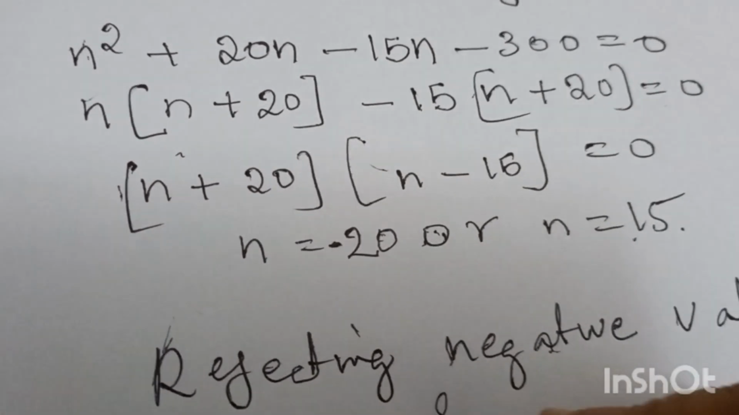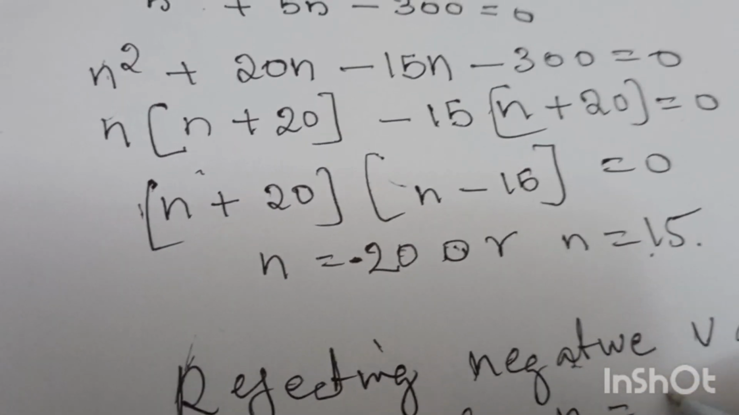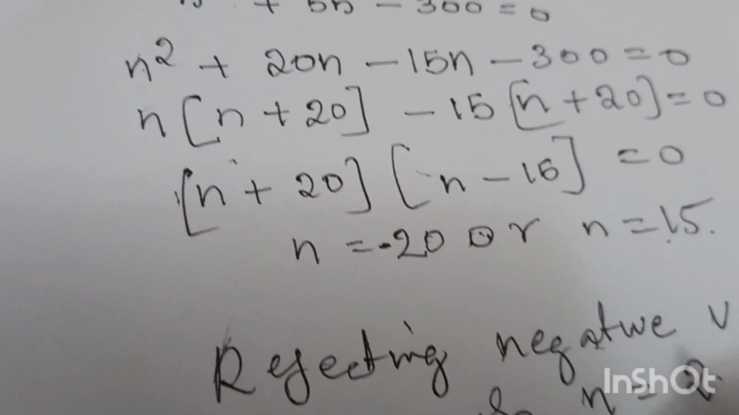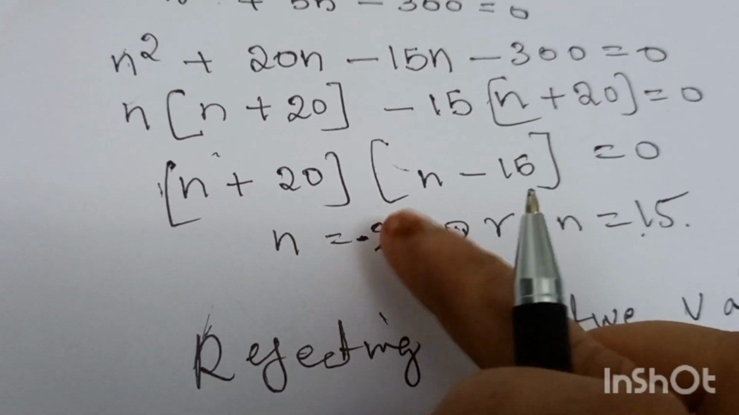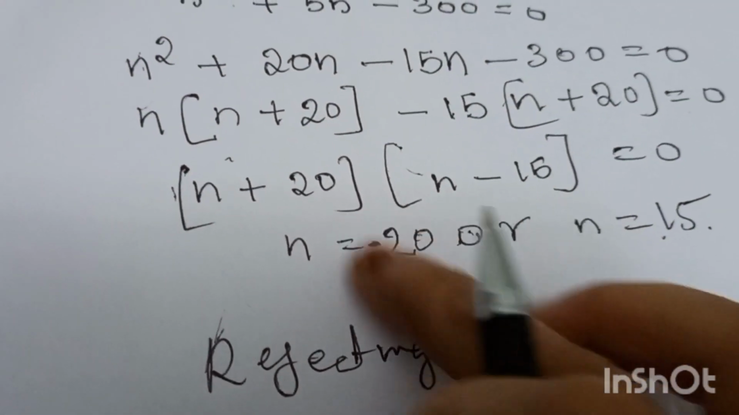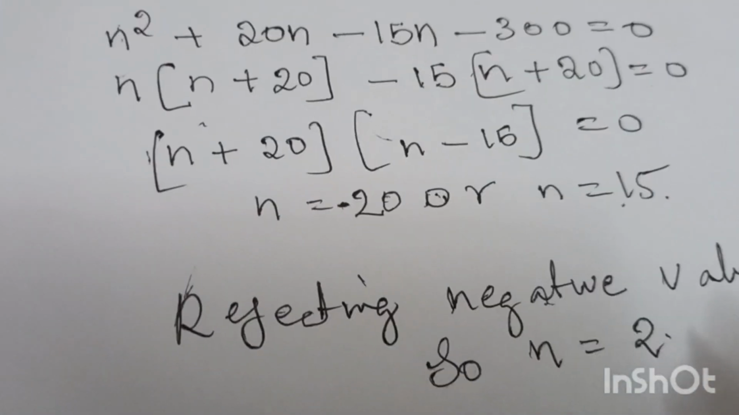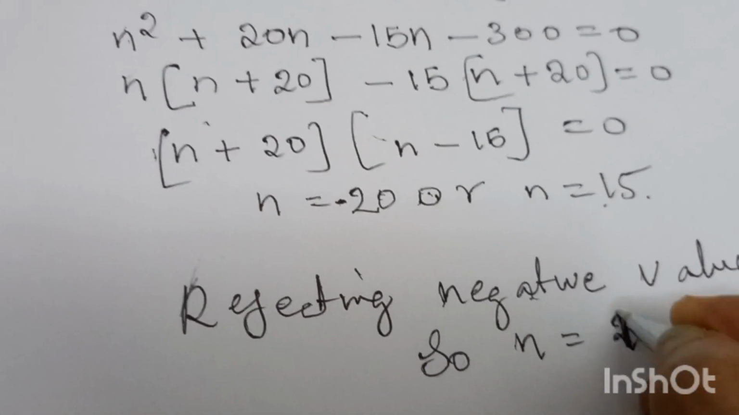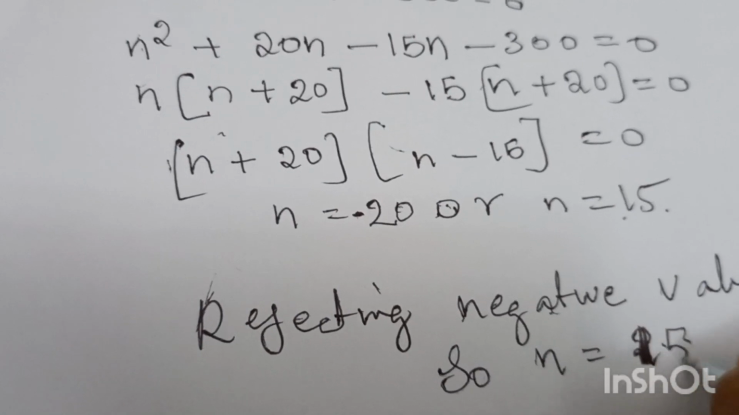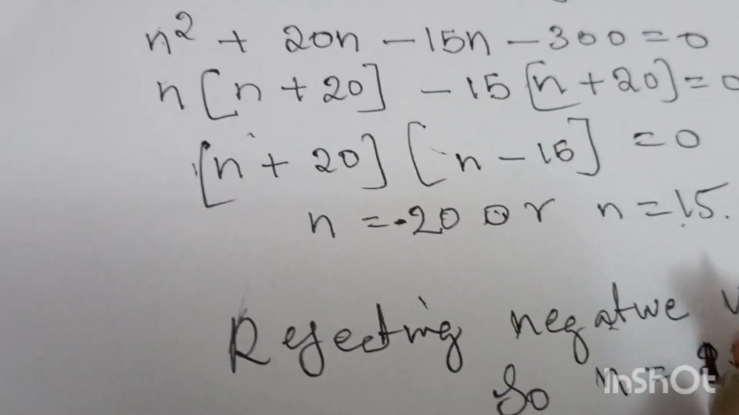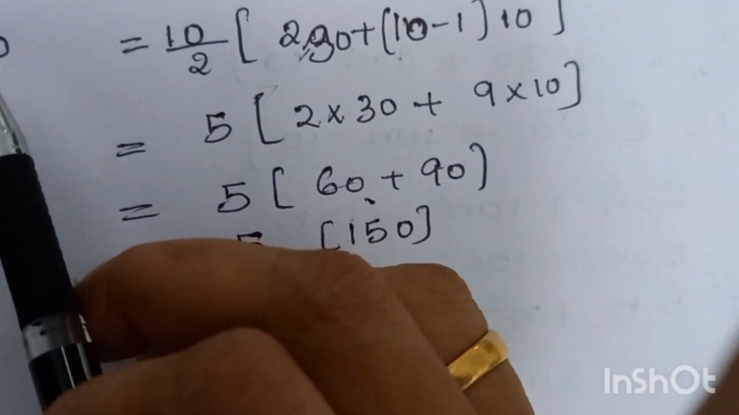So n is equal to 20. n is equal to minus 20 is a negative value, so rejecting the negative value. We consider only the positive value. So n is equal to 50.